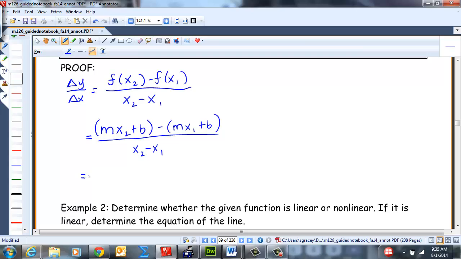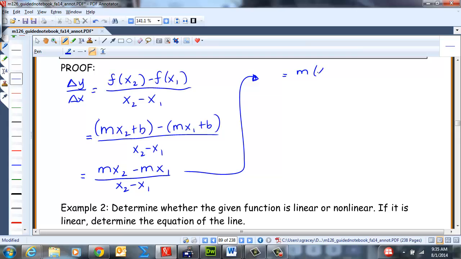So now, if we take a look at this, the b's would zero out. We'd get m x2 minus m x1 over x2 minus x1. And if we factor out the m, we'll have x2 minus x1 remaining in the numerator divided by x2 minus x1.